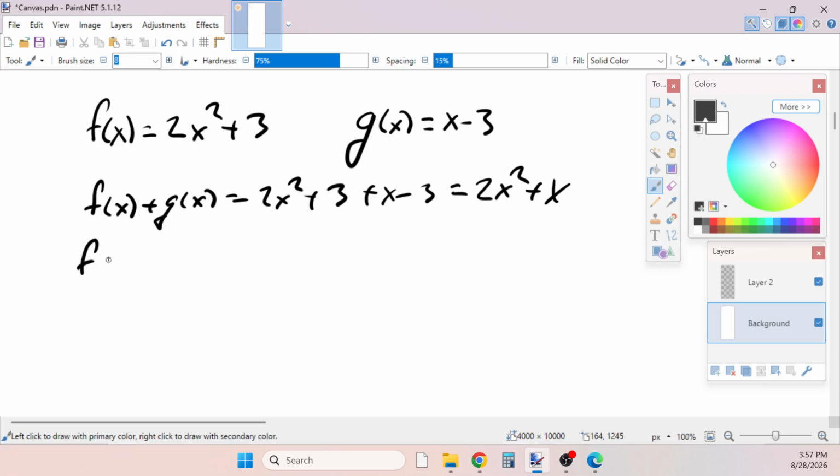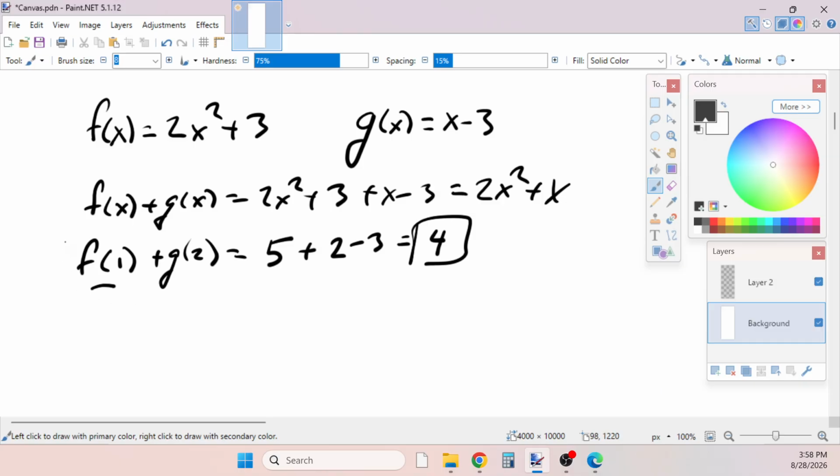I can plug values into a function. I get the same 5 that I had before. f of 1 is still 5. But g of 2 is going to be 2 minus 3. So 5 plus 2 minus 3 is 4. So f of 1 plus g of 2 is 4.